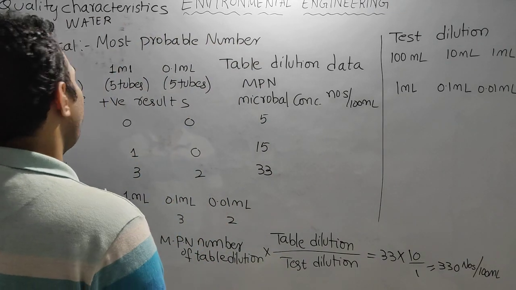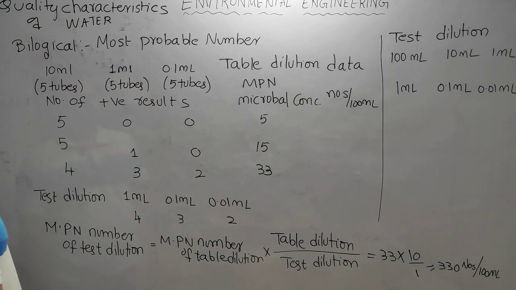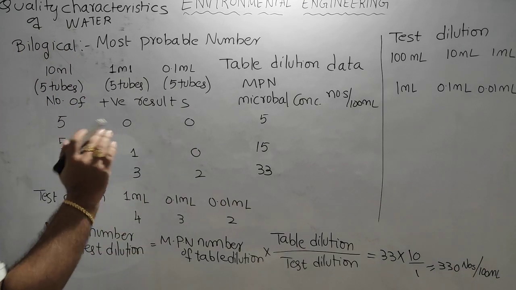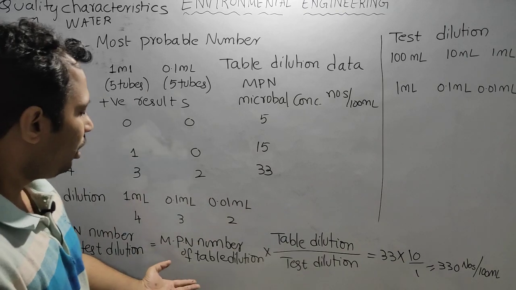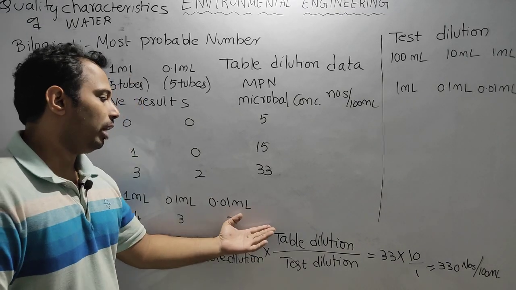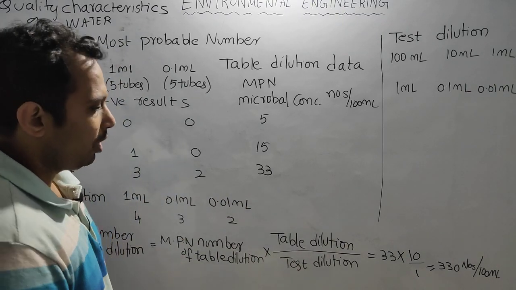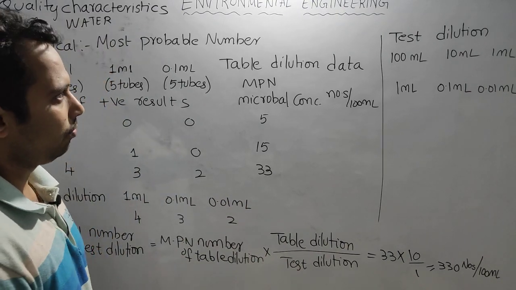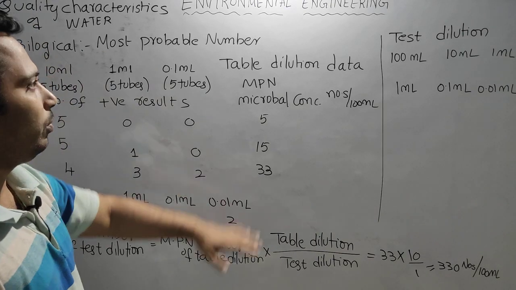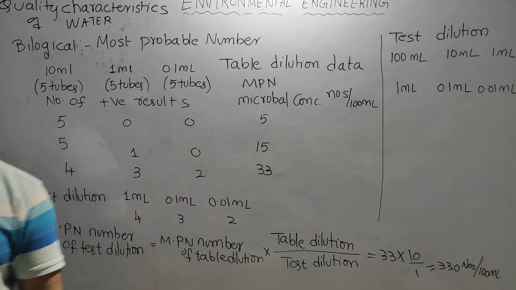Okay, likewise you need to take. Any test dilution you can take. Using the test dilution and the table dilution you will get the MPN number, and if you take the ratio you will get the MPN number of the test water, the raw water. So this is the method by which we can find the microorganism concentration.